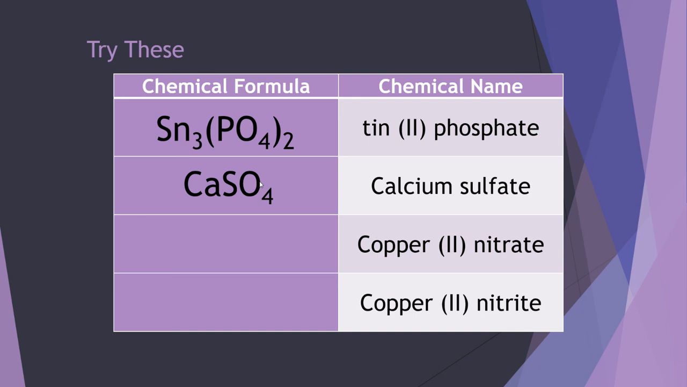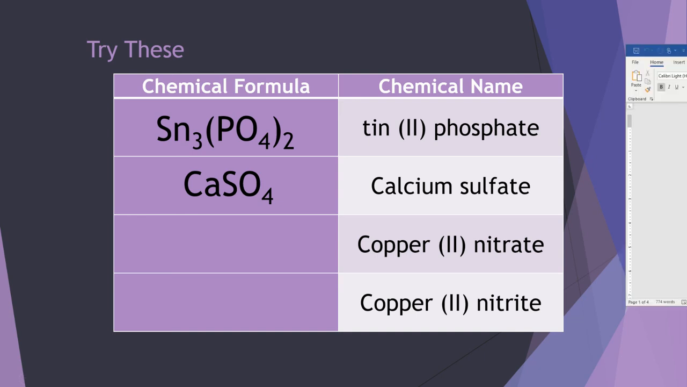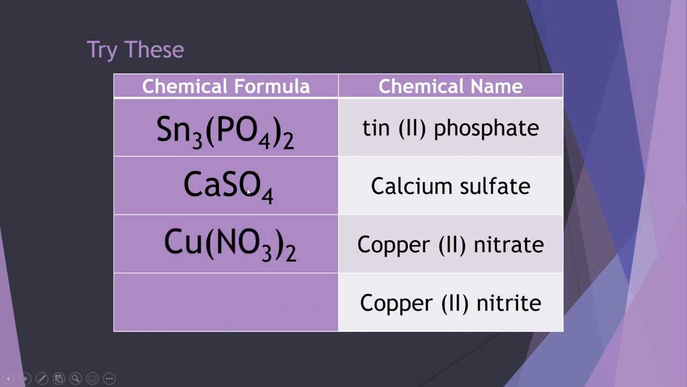Copper 2 nitrate. Okay, copper 2 and nitrate. So for here, copper has a +2 charge. Nitrate has a -1. When we crisscross them, we're going to have copper with a 1 and the nitrate with a 2, so it needs parentheses around the whole NO3.